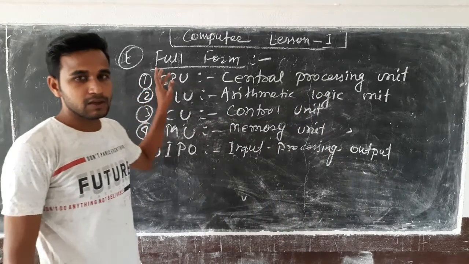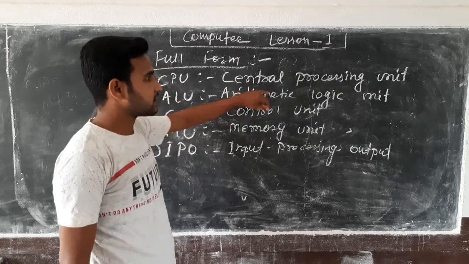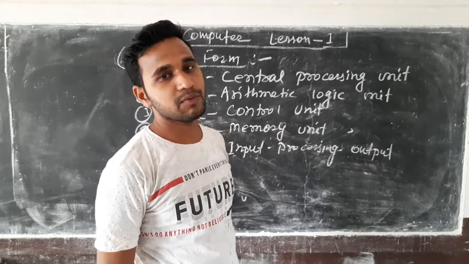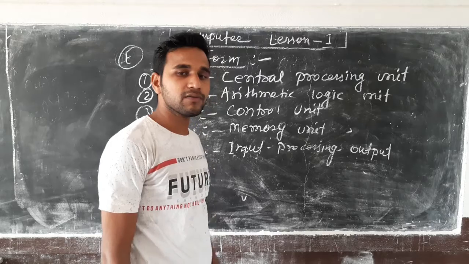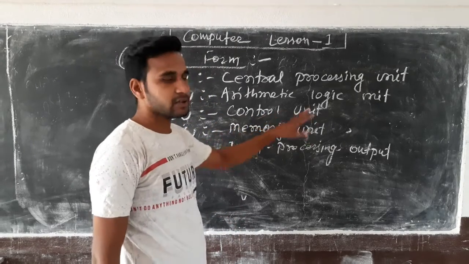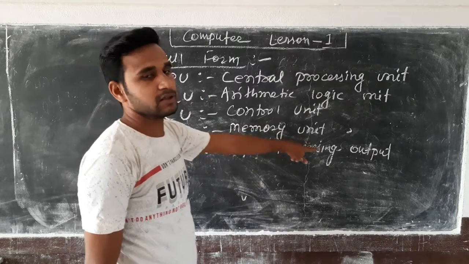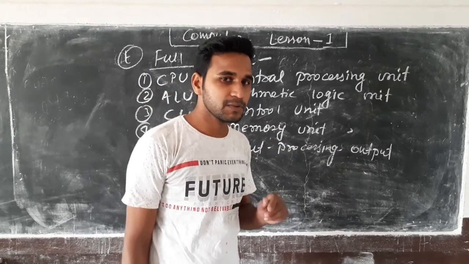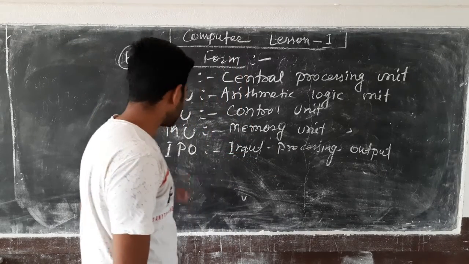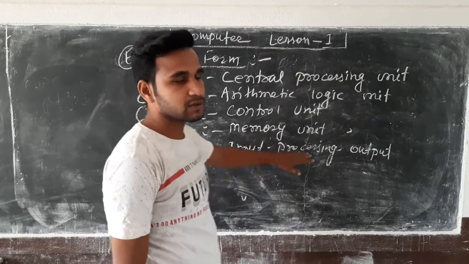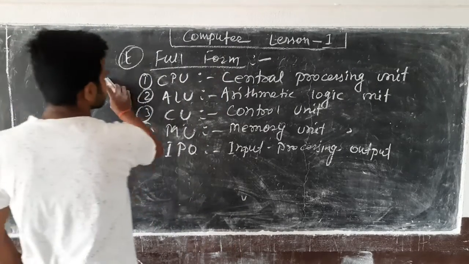First, CPU. As you already know from class 1, CPU is the Central Processing Unit. This is the brain of the computer. ALU, Arithmetic Logic Unit, is a component of the CPU. CU, Control Unit, is also a component of the CPU. MU, Memory Unit, is also a component of the CPU. And lastly, IPO: our computer systems work in the IPO model, input, processing and output. So these are the full forms of the given terms.